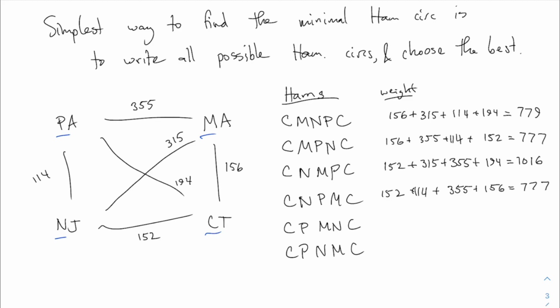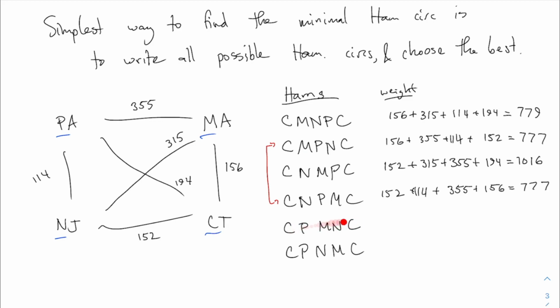Now, we have a tie here. This seems fairly unlikely to me. Actually, this is not really a coincidence. Can anybody explain why we got a tie there? 777 both times. Yeah, actually, these two things are really the same route, just in reverse, right? If you look at this one is C, M, P, and C, which is this one read backwards, okay? So actually, if you are doing this correctly, you will always get duplicates. Like this one here is the same as that one because they are the same path going in the opposite direction.